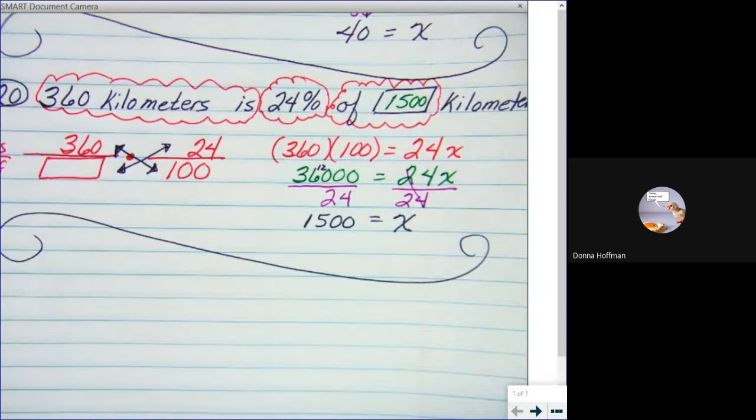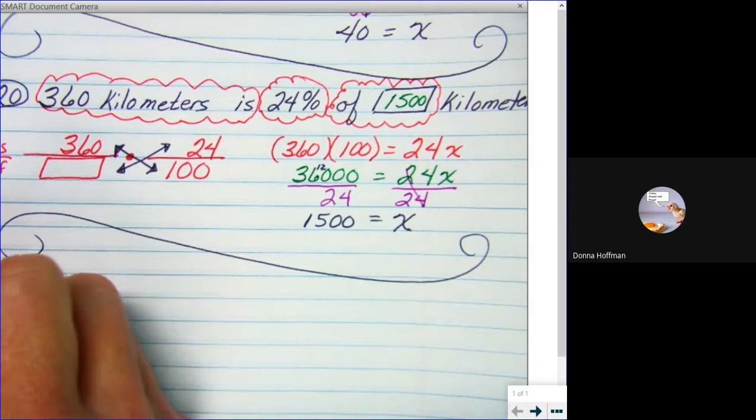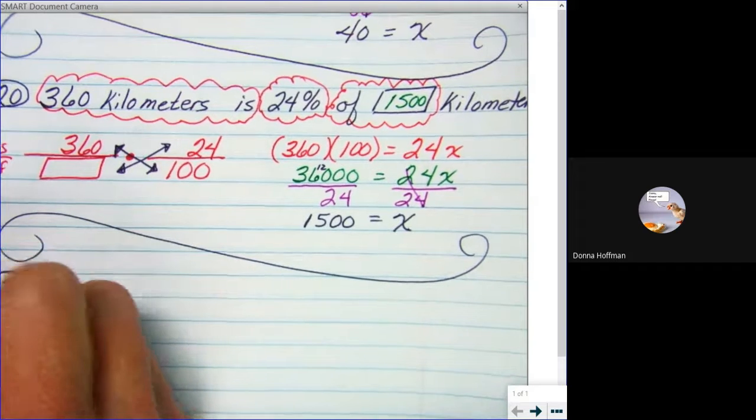Okay, everybody has that written down so I can move on to number 21. Sam, you still writing these notes? Yes? Okay.